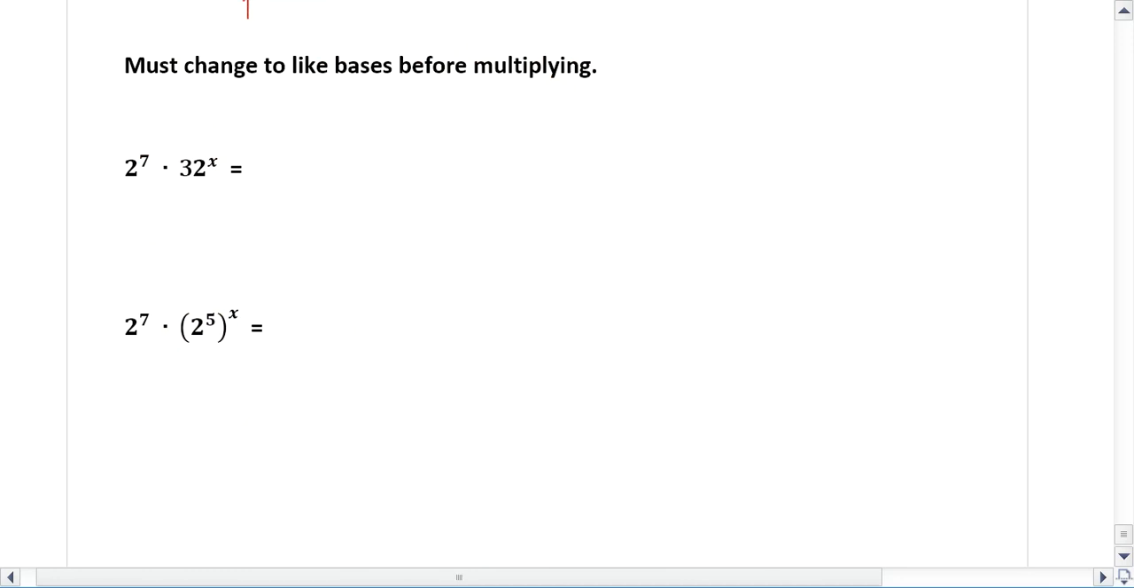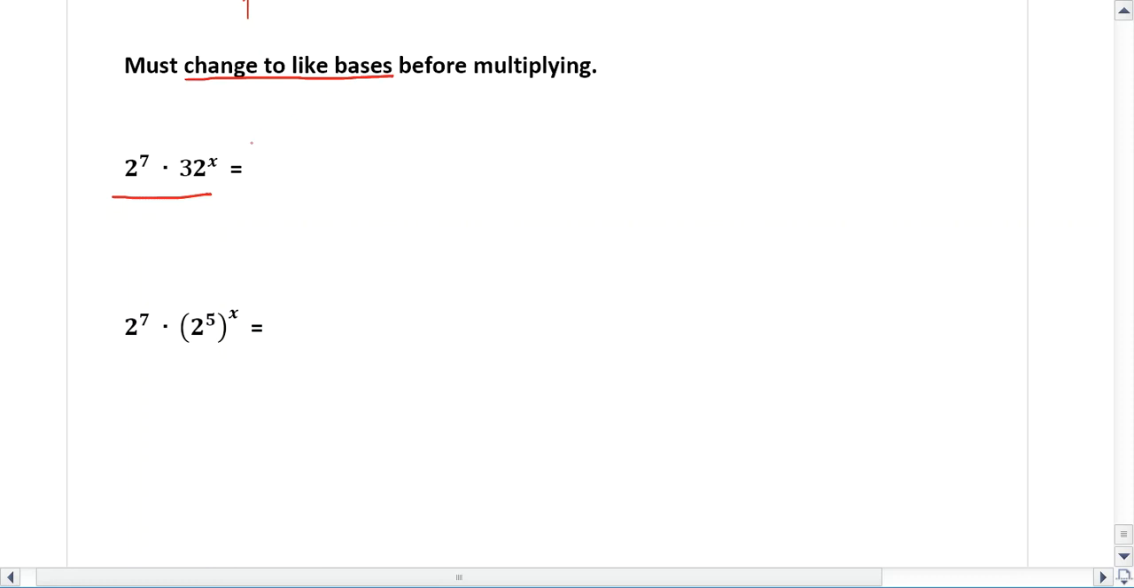All right, now let's look at a new skill here. Well, it's really just a twist on an old skill. The properties of exponents that we've already learned, they can be used to simplify these types of expressions, but only if you have the same base. So we already know that when we're multiplying like bases, we add exponents. So right now, this is not a problem you could do. You can't take 2 times 32 or something weird like that. But we could do this problem if we change them to like bases.